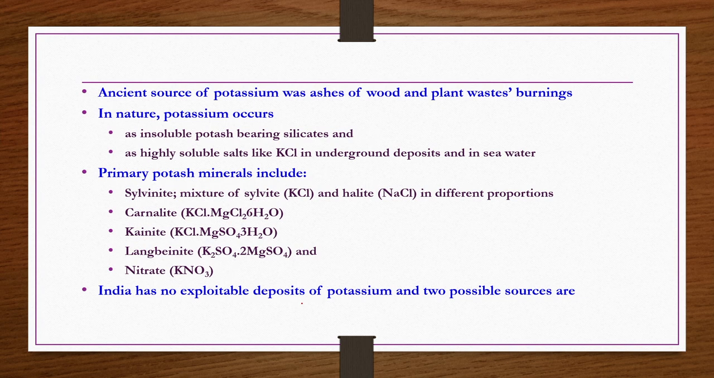India has no exploitable deposits of potassium, and two possible sources are: the first one is the bittern's leftover salt recovery. From the seawater, when you do the salt production and recover all the salt, you know what happens? A highly concentrated salty solution remains. That is known as bittern. Bittern is a source of several minerals, not only potassium but several others also. Since potassium would be there, that can be taken as one of the sources for potassium. Then molasses or distillery slops, etc., also have some minerals, including potassium.